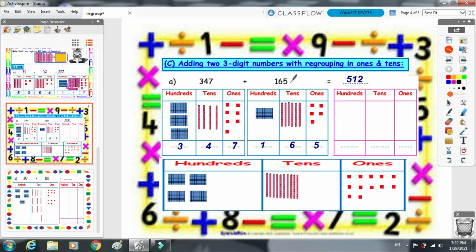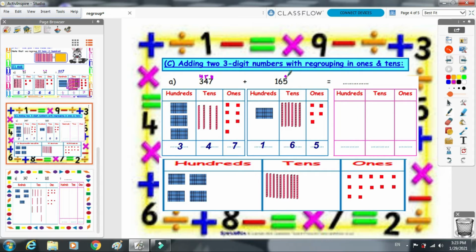Adding numbers with regrouping in ones. Here I have 347 plus 165. I will draw one mat for each number, and I will represent 347 in its mat. I have here 7 ones, so I will draw 7 small squares, and I have 4 tens, so I will draw 4 bars, and they are 300, so I will draw 3 blocks. And second addend is 165.